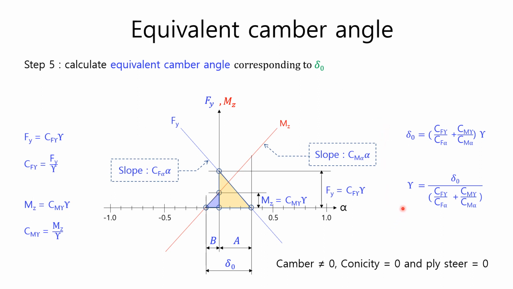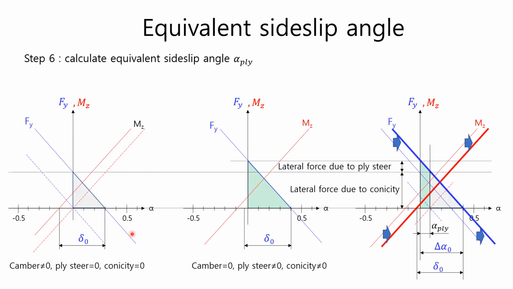Now we can express the camber angle gamma in terms of delta 0 and the stiffness ratios. Gamma is equivalent camber angle corresponding to the side slip angle length delta 0. Left figure shows the case for camber only, and both ply steer and conicity equal to 0. A middle figure shows the case for camber equal to 0 and both ply steer and conicity not equal to 0. A middle one is the original figure given, which includes conicity component corresponding to delta 0 and the ply steer component corresponding to side slip angle alpha ply.